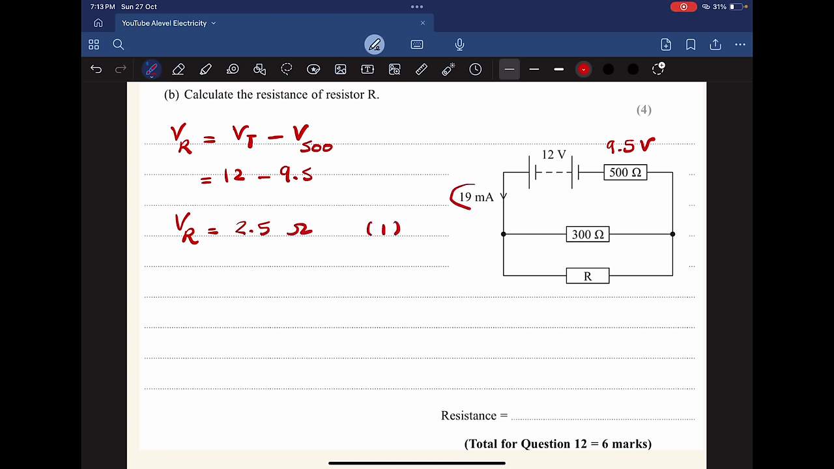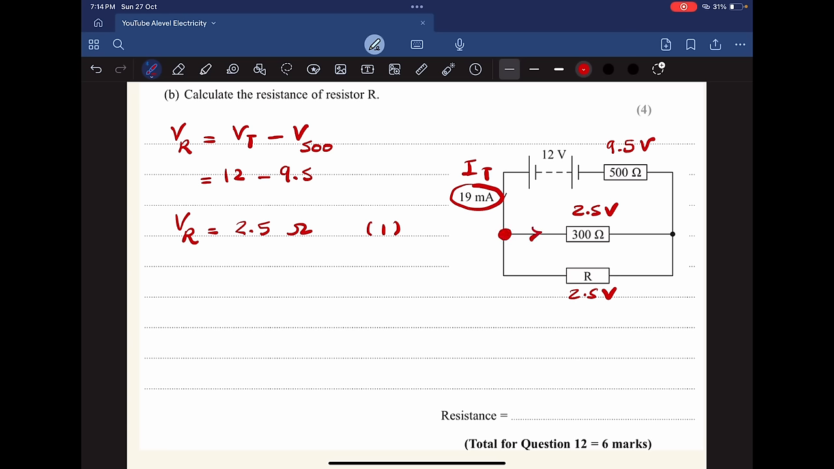I have only the electric current, which is I total, 19 milliampere. I have the voltage across R, which is 2.5, and the same voltage across the 300, which is also 2.5 volt. So there is one thing here, we call it at this point a junction.